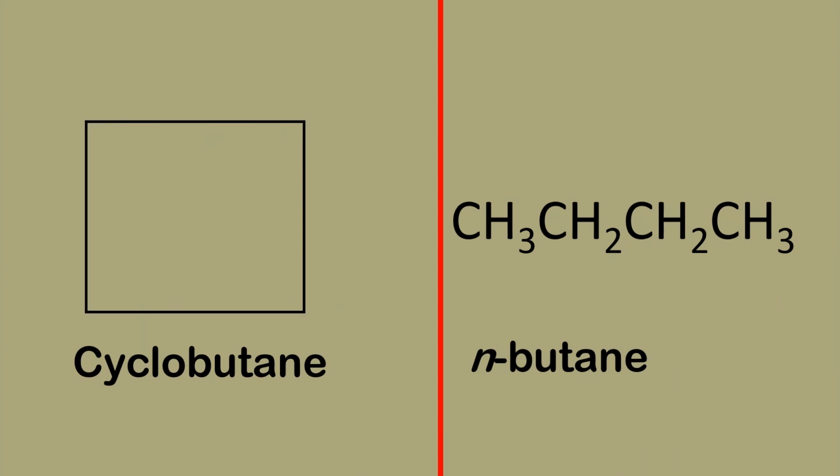Cyclobutane can also be represented as a square, while n-butane can be represented in the zigzag notation. This is usually important to avoid bulk and spending so much time drawing out the hydrogen atoms and carbon atoms.